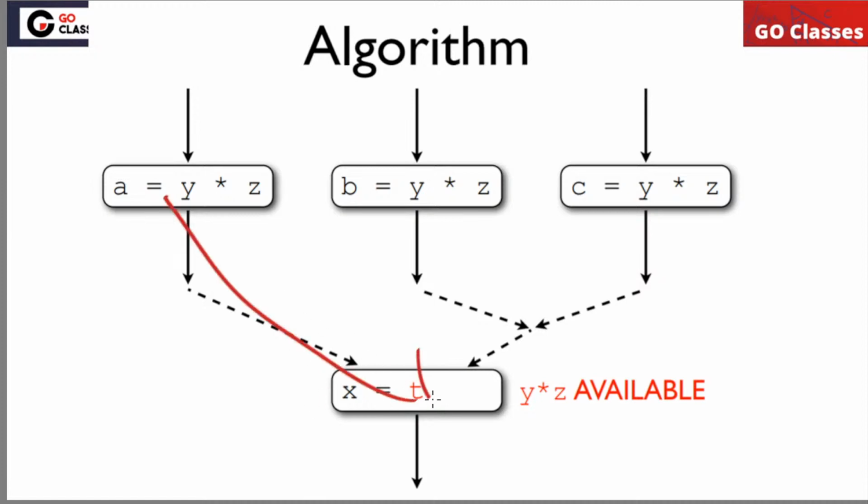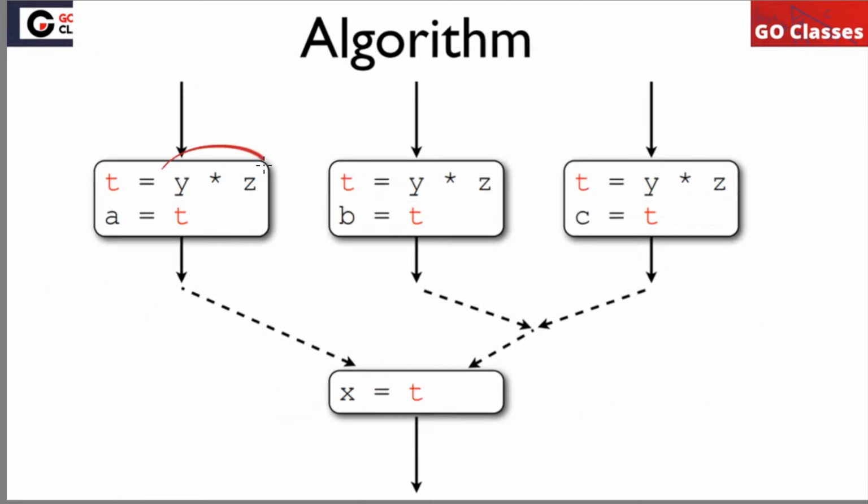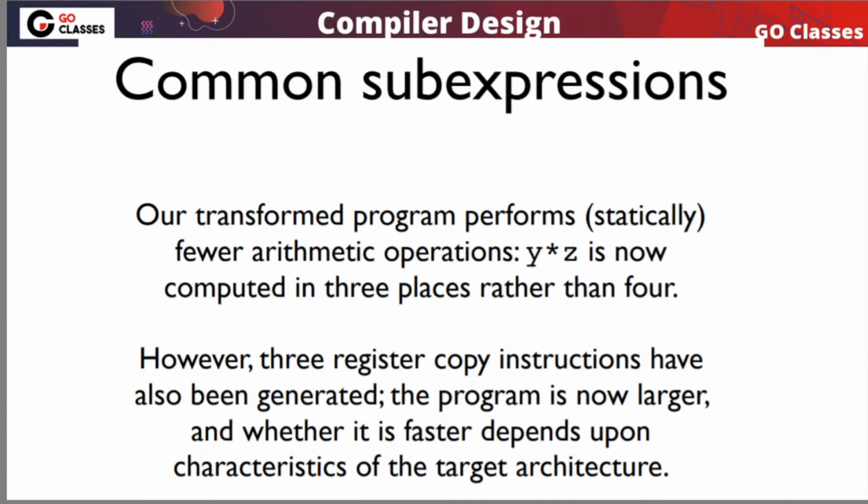Now you will go back, and whenever you find where y into z is computed, you will put this y into z in the temporary variable. So this is your algorithm. I hope this algorithm is clear to everyone. If anyone has any doubt, let me know.